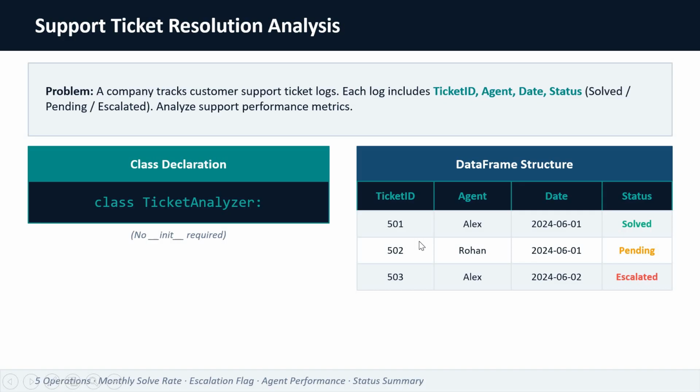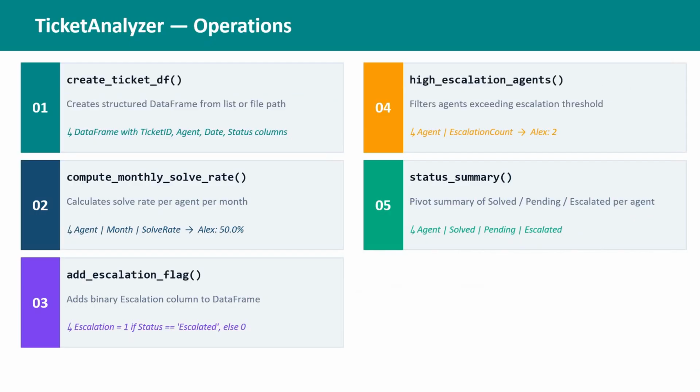Here we will read this in the form of a CSV file. So what operations are we going to perform? We are going to perform five operations. First, we create the data frame. A data frame is a part of Pandas. So first we create a structured data frame from a list or file path. We will read one file, a CSV file, and convert it into a data frame, which is again in the form of rows and columns.